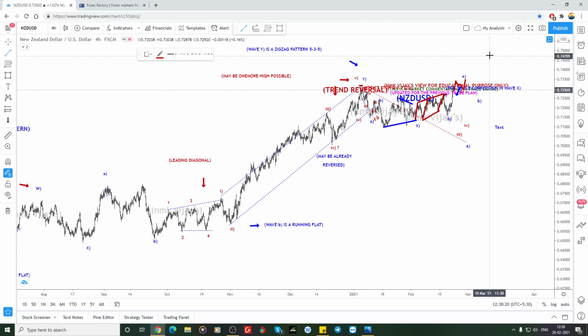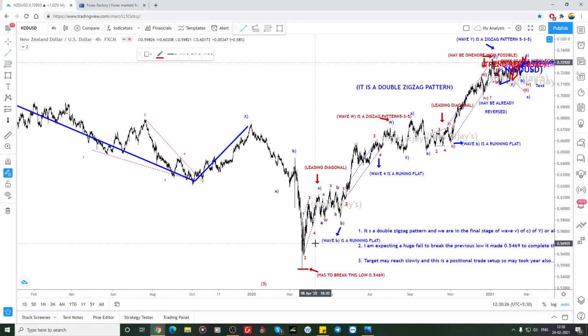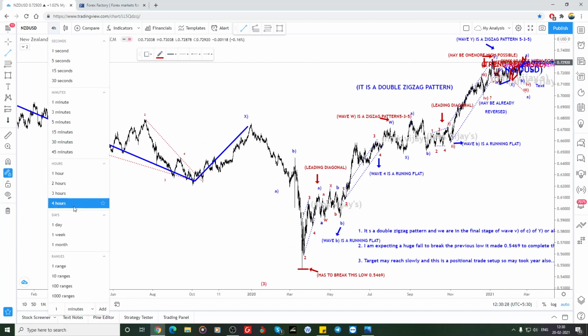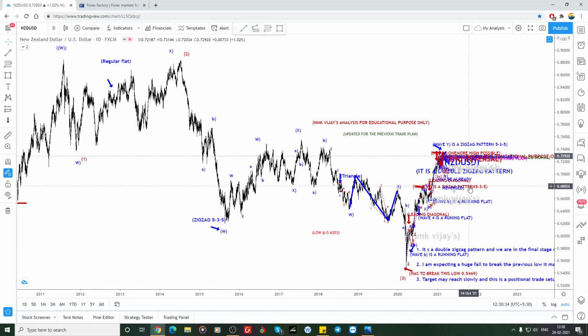So it could reach that 75 also. So what does that 75 zone mean? It's already the previous resistance zone here, that 75 zone. So again it is going to break or near to that, it has to reach that.